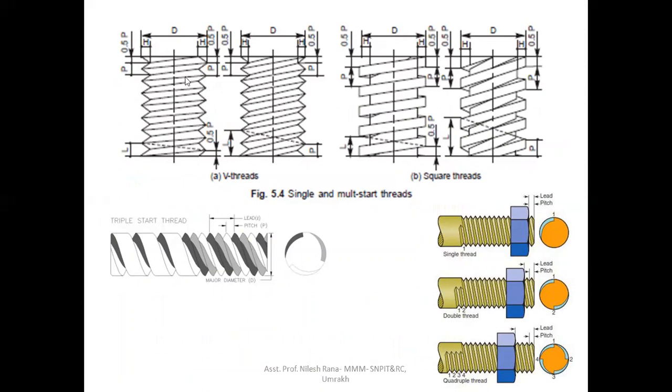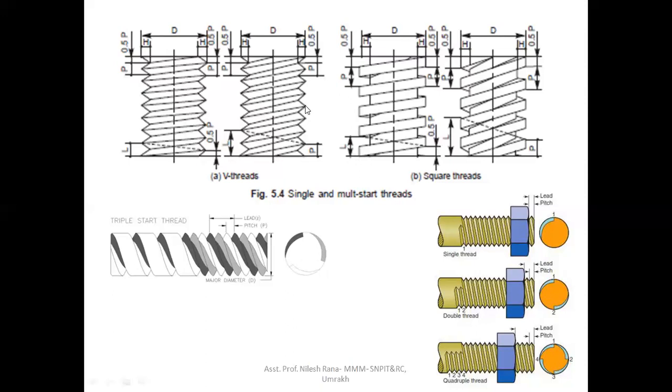Here you can see the single start thread. This is the lead. Lead means how far the nut will travel, or for one revolution of the nut, how much distance the nut will travel. Here you can see L is equal to pitch in this single start thread. Here you can see the pitch value and this is the L value. These both are the same. It means one revolution of the nut is equal to the pitch value and is equal to the lead value.